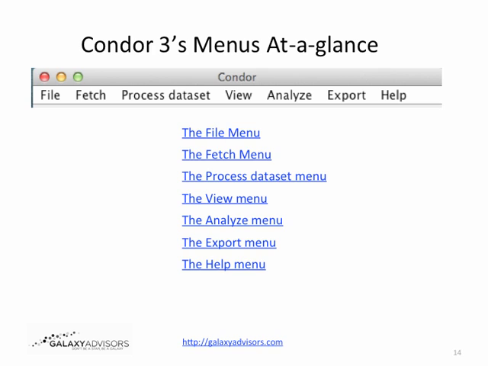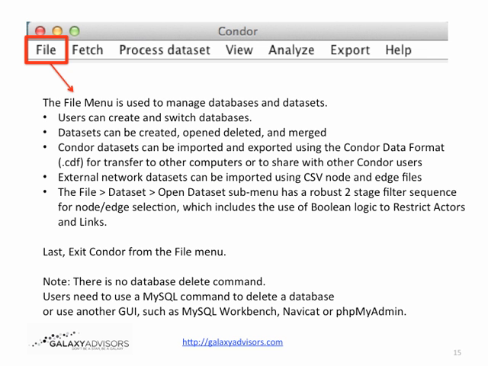Now let's go through Condor's main menu again at a glance, menu item by menu item, to give you a little bit more detail of the sophistication and functionality that exists under each one of these. The File menu, again just to recap, is used to manage databases and datasets. You can create and switch databases here. Datasets can be created, opened, deleted, and merged.